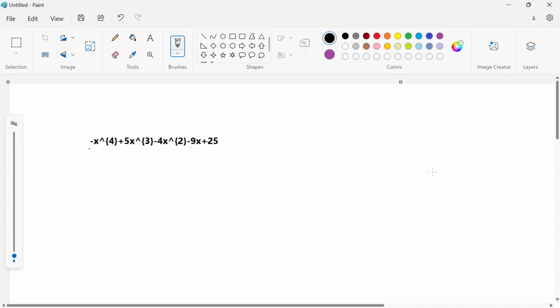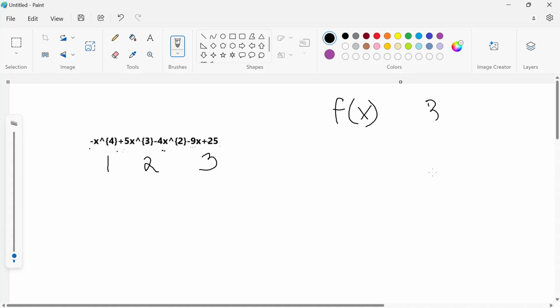Right, the question is to find the highest lower bound and the lowest upper bound that are integers for this polynomial, for the zeros of this polynomial. Now I'm going to check Descartes' rule of signs first to see if it's even worthwhile to do this. So I'm going to check f of x and see how many sign changes there are. So it goes negative to plus, that's 1, plus to minus, that's 2, minus, minus, minus, plus, 3.